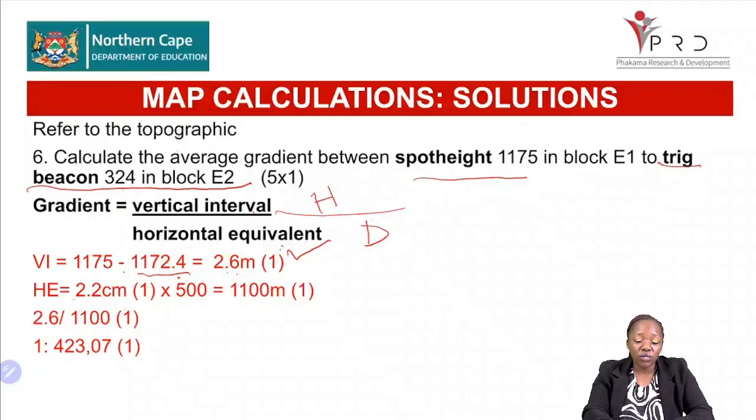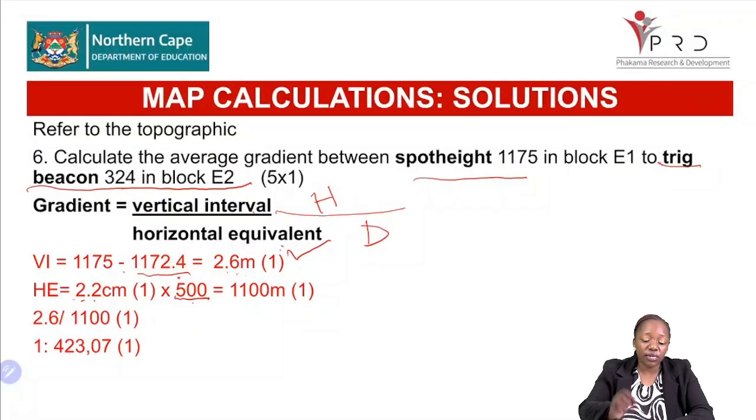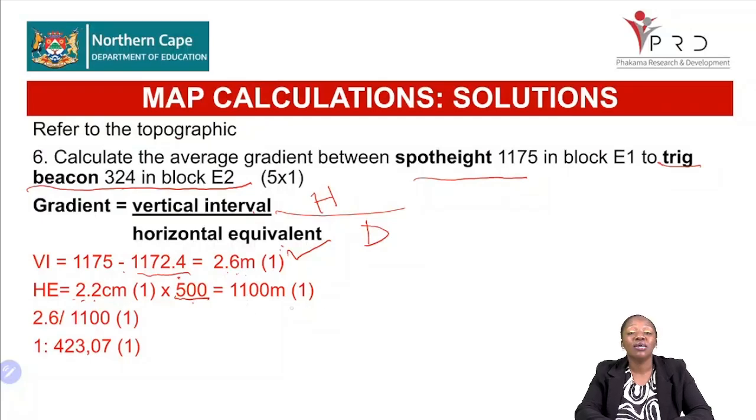We are using a topographic map and gradient is always calculated in meters. So therefore we use 500. So your 2,2 centimeters times 500 will give you 1,100 meters. Remember, gradient is calculated in meters.